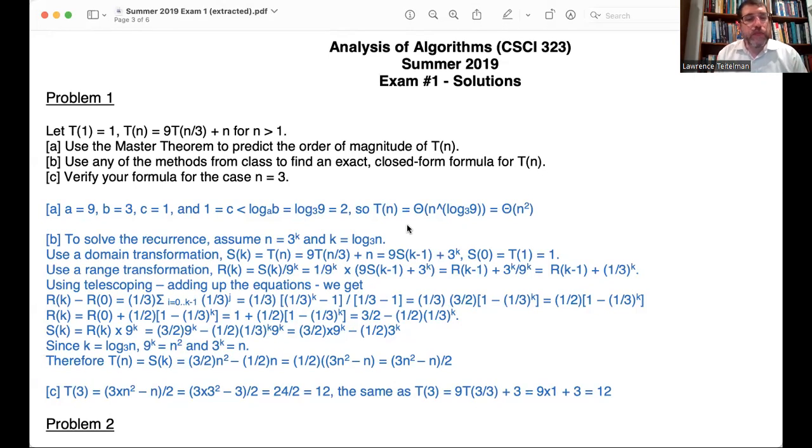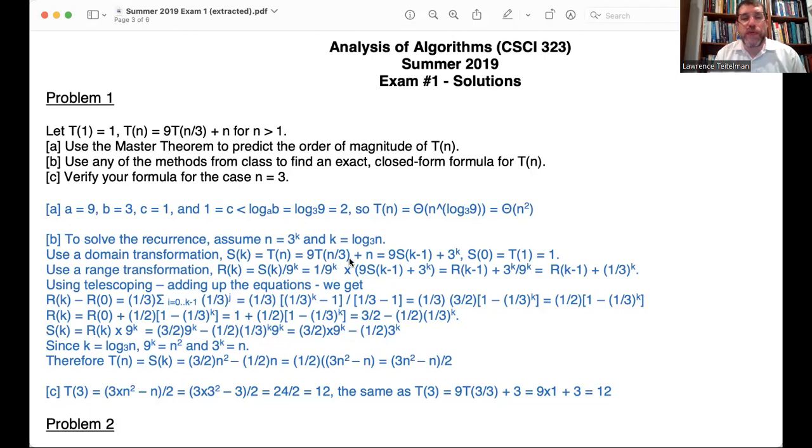All right. So then we do a domain transformation. What does a domain transformation mean? It means think of the function in terms of k instead of in terms of n. So we call the function s of k, and it represents t of n. So now what happens to our 9 times t of n divided by 3, plus n? It becomes 9 times s of k minus 1.